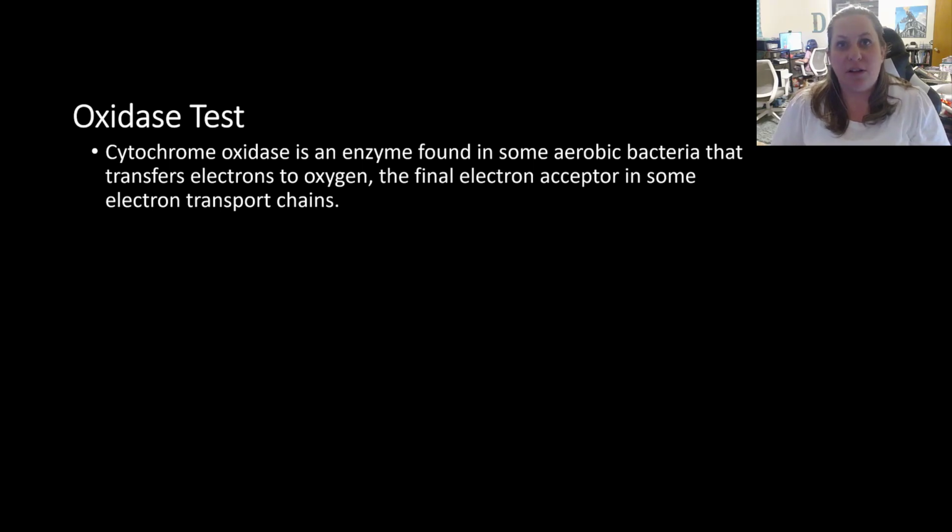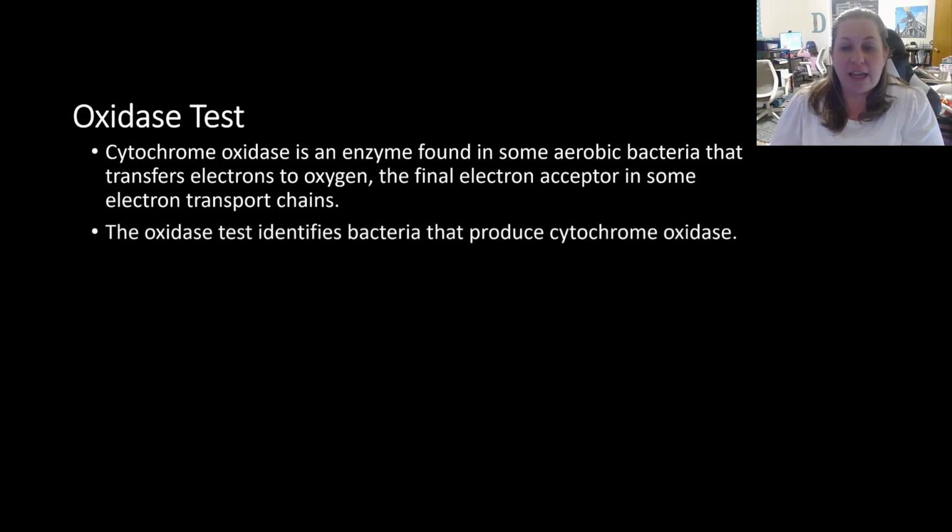The next test we're going to look at is the oxidase test. The oxidase test is going to be looking specifically for cytochrome oxidase, which is an enzyme that's found in the electron transport chain of some bacteria. Remember, bacteria do have an electron transport chain. It's just found in their plasma membrane instead of in a mitochondria because they do not have mitochondria. But this is going to be one of those electron acceptor proteins that could be present in the chain. So we're going to look to see if it's present.